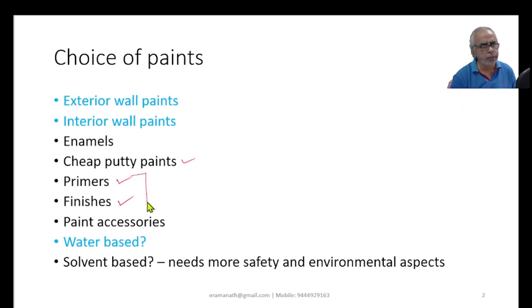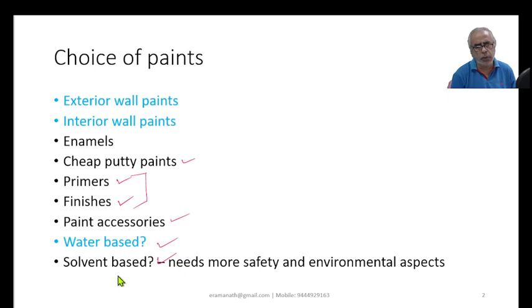What's the difference between primer and finish? Primer consists of extenders in larger ratio, whereas a finish consists mainly of pigments. After all, paint is nothing but pigmented varnish. Pigment is nothing but the coloring agents. And we should know something about the paint accessories also. Then, is it water based or solvent based? So these things are very important.